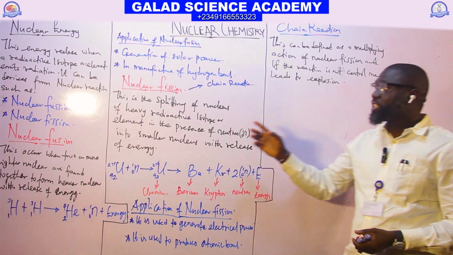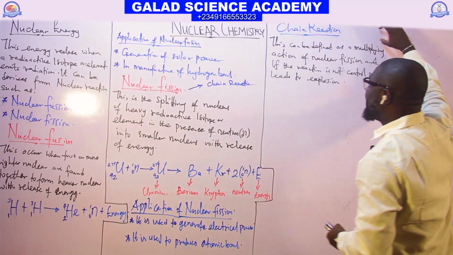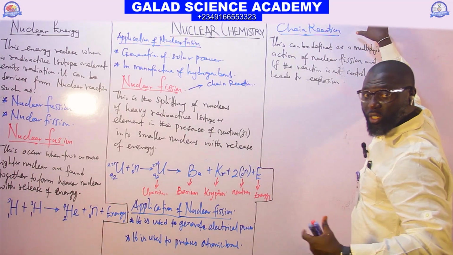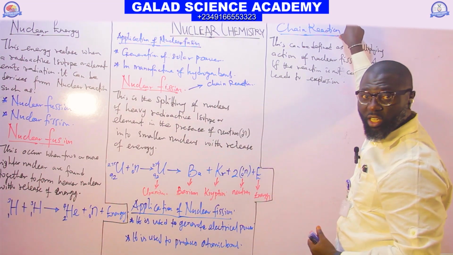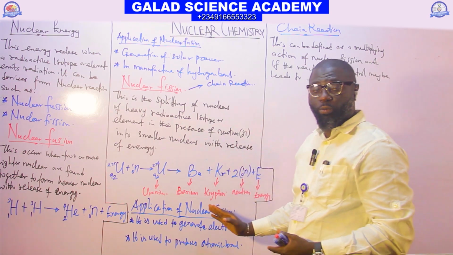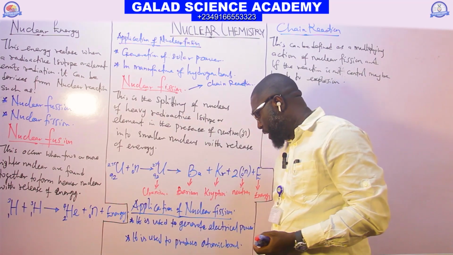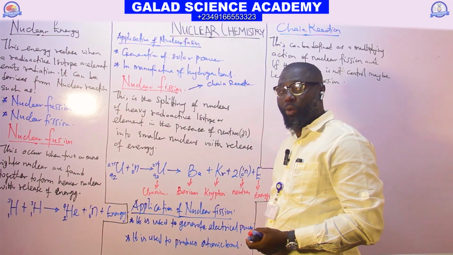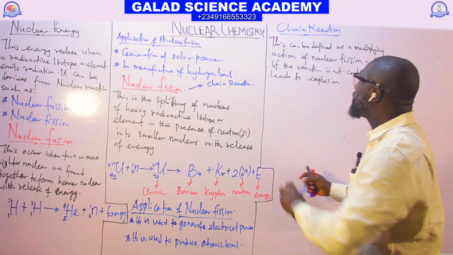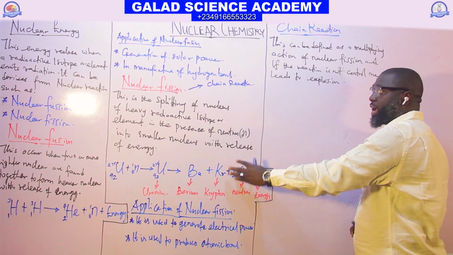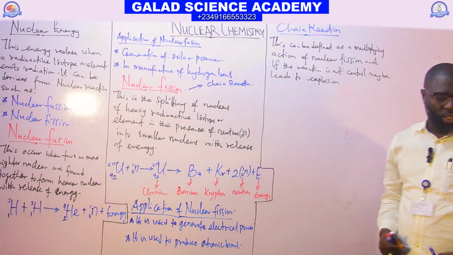So the continuous action of nuclear fission is called a chain reaction. The continuous or multiplying action of nuclear fission is called a chain reaction. And if this reaction is not controlled, it can lead to an explosion. That's why it is used to manufacture the atomic bomb. So how are we going to control this nuclear reaction, or how are we going to control the chain reaction?